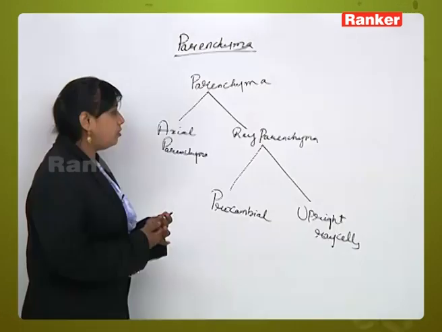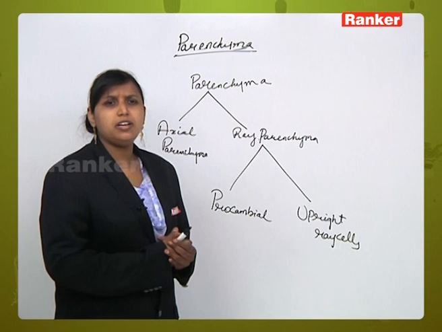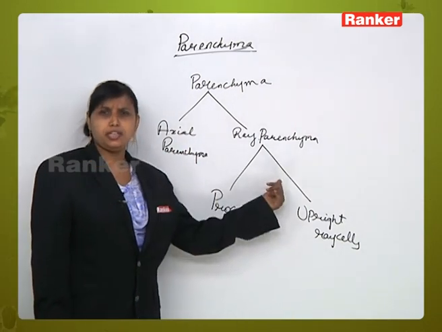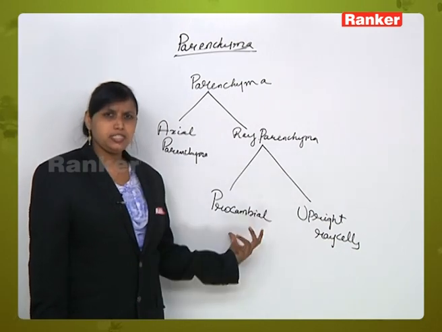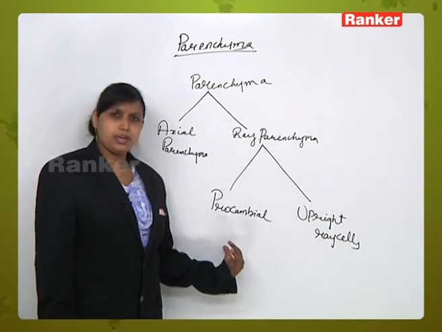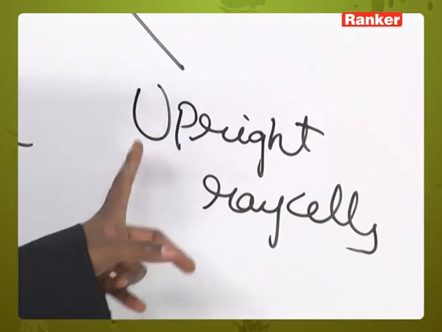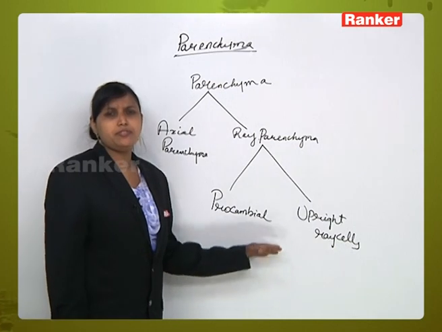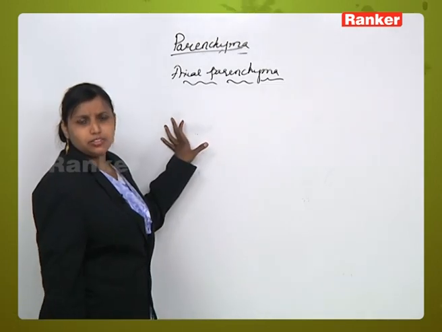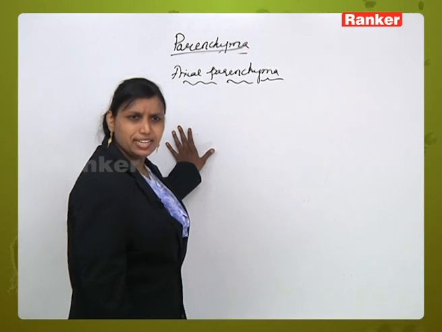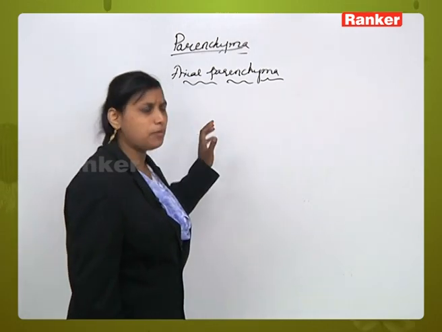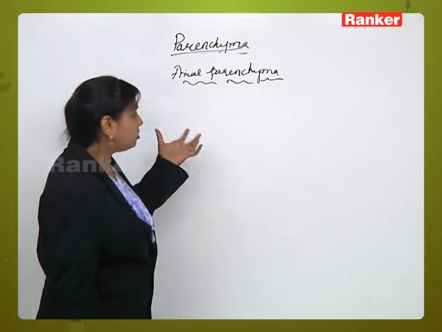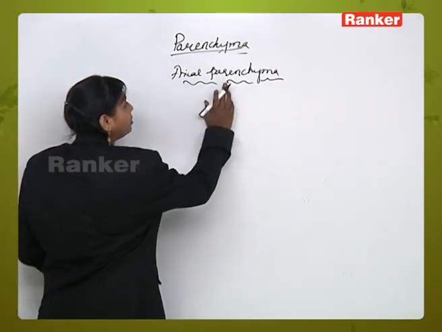Next, in secondary xylem, the parenchyma is of two types: axial parenchyma and ray parenchyma. Here, ray parenchyma is divided into two types, procumbent ray parenchyma and upright ray cell parenchyma, on the basis of the type of division which it is undergoing. First, we will discuss axial parenchyma. It is like an extension of the topic. It is not in the syllabus of intermediate, but okay.